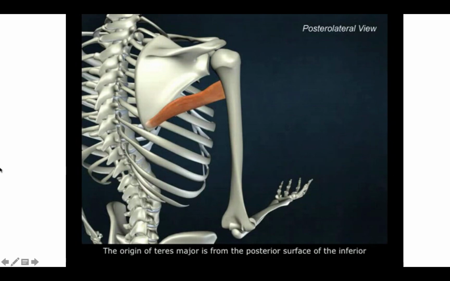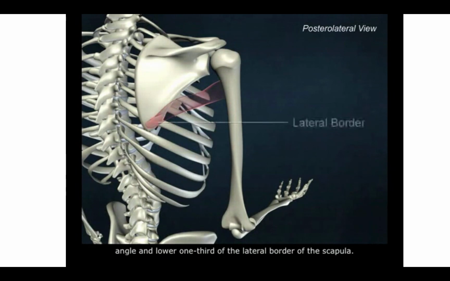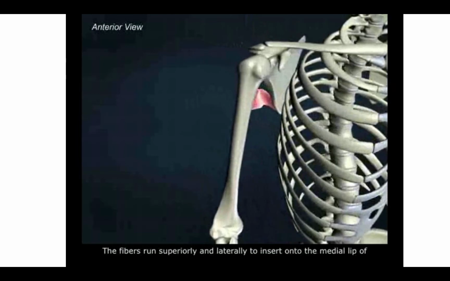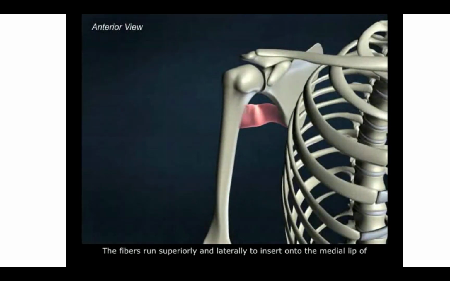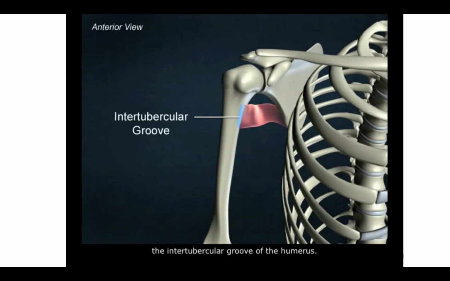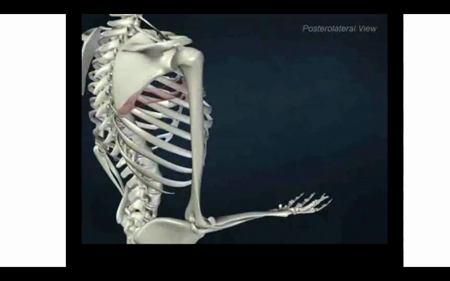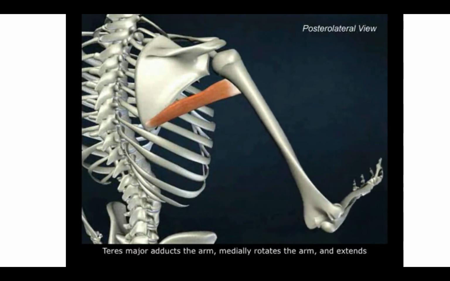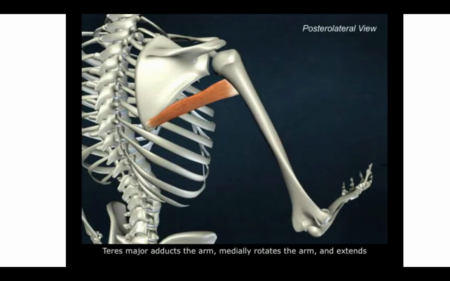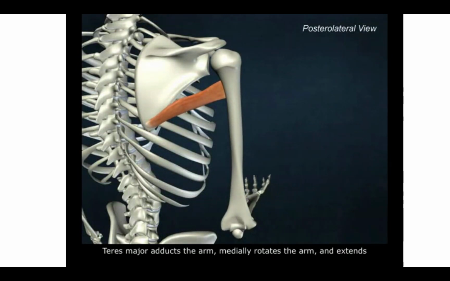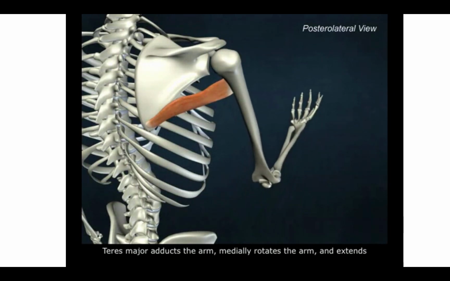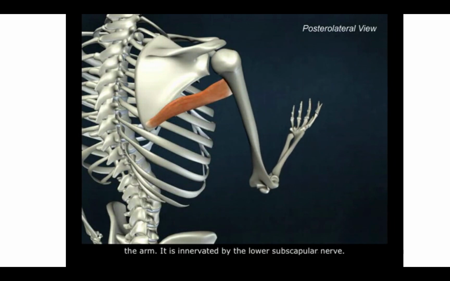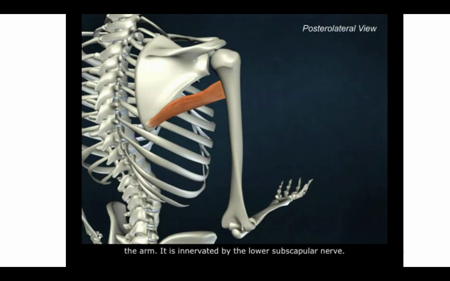The origin of Teres Major is from the posterior surface of the inferior angle and lower 1/3 of the lateral border of the scapula. The fibers run superiorly and laterally to insert onto the medial lip of the intertubercular groove of the humerus. Teres Major adducts the arm, medially rotates the arm, and extends the arm. It is innervated by the lower subscapular nerve.